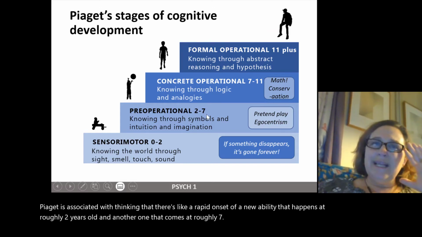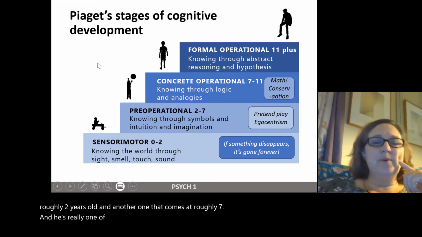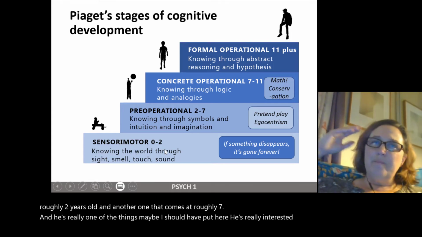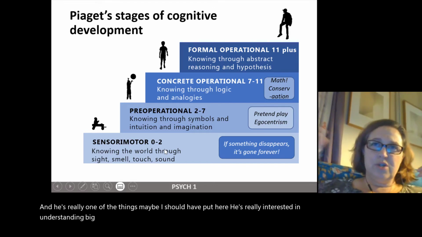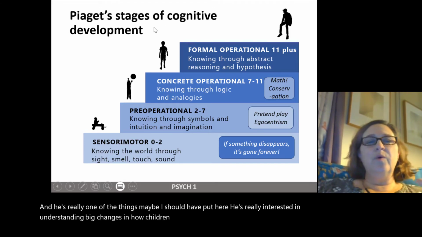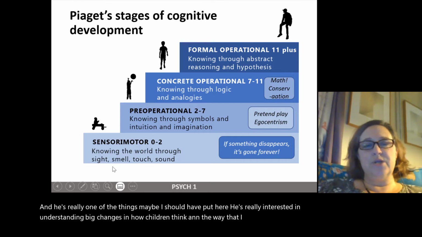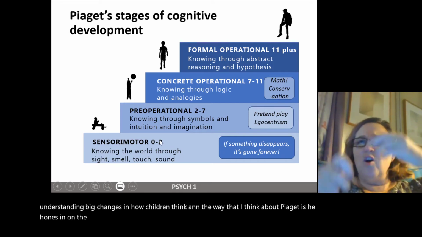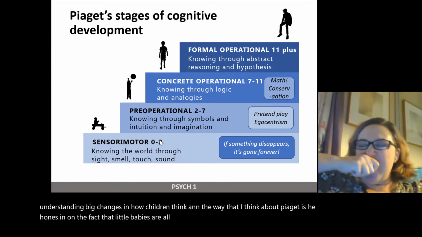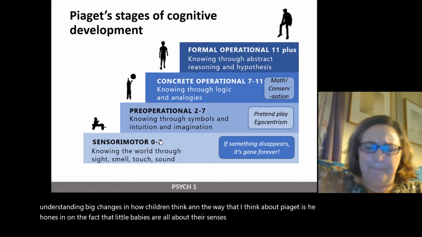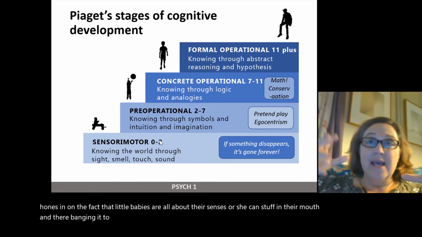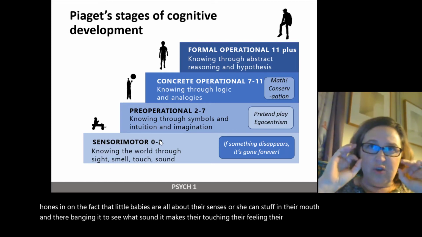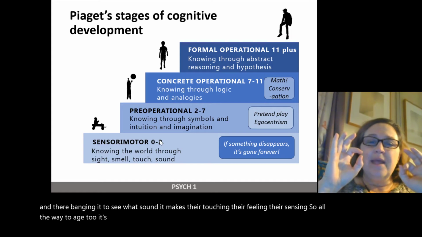And he's really, one of the things maybe I should have put here, he's really interested in understanding big changes in how children think. And the way that I think about Piaget is he hones in on the fact that little babies are all about their senses. They're sticking stuff in their mouth and they're banging it to see what sound it makes. They're touching, they're feeling, they're sensing. So all the way to age 2, it's all about sensing.